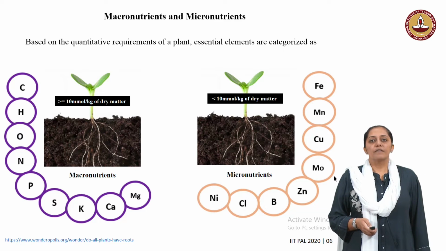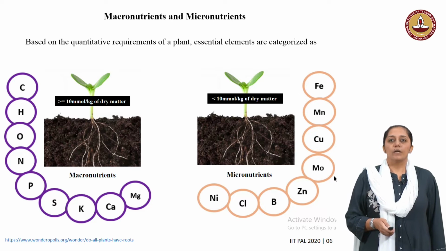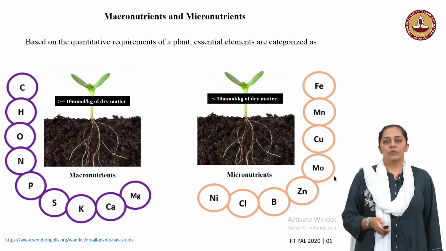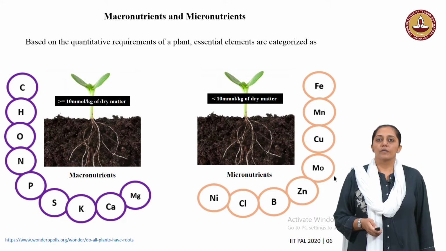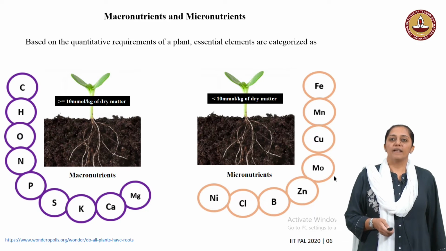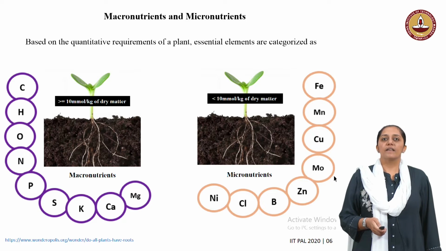The essential elements which are required in quantities less than 10 millimolar per kilogram of the dry plant matter are classified as micronutrients. Those are circled here in orange. These include iron, manganese, copper, molybdenum, zinc, boron, chlorine, and nickel. So, in total there are 17 essential elements which are required for plant growth and development.